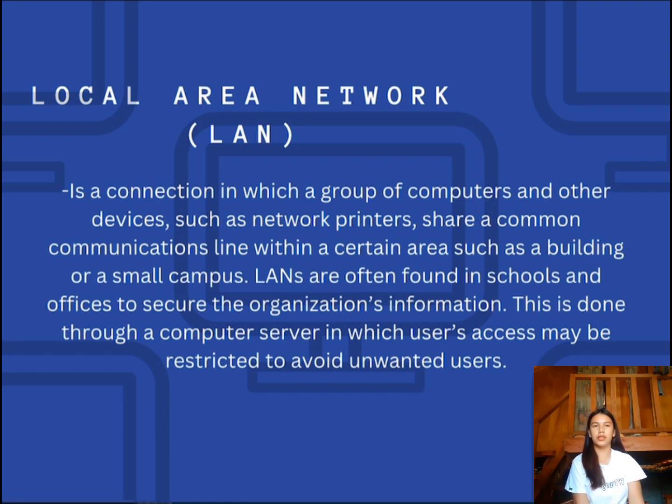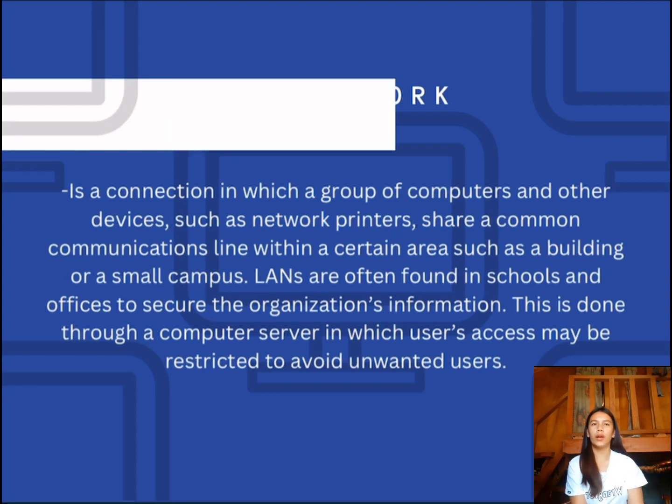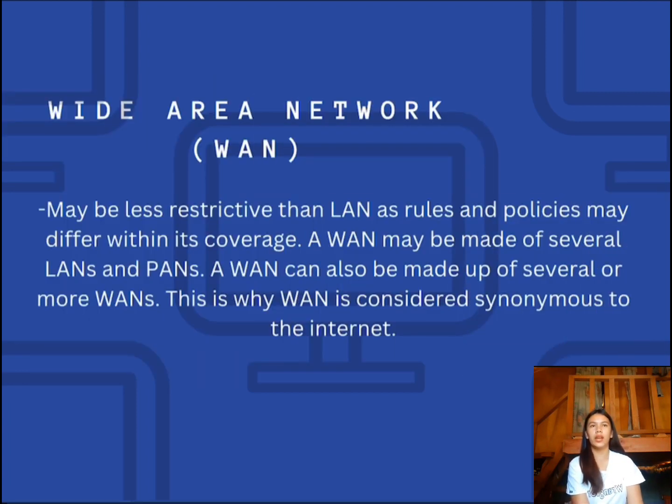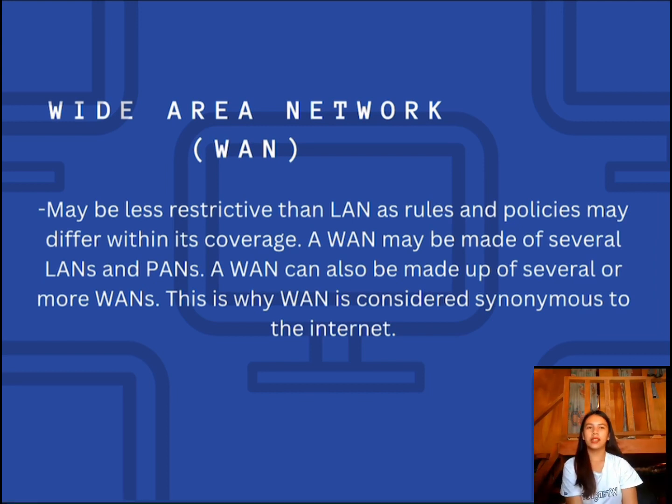On the other hand, we have WAN, which stands for Wide Area Network. It is a type of computer network that spans a large geographical area, connecting multiple local area networks or other networks together. WANs are designed to facilitate communication and data transfer over long distances. Here are some key points about WANs. WANs connect devices and networks that are located far apart, such as different offices, branches, or even countries.